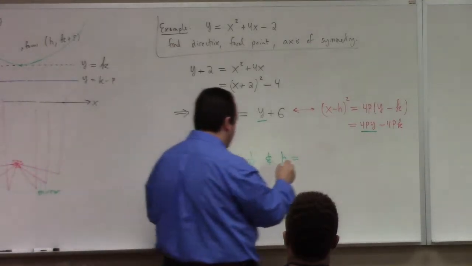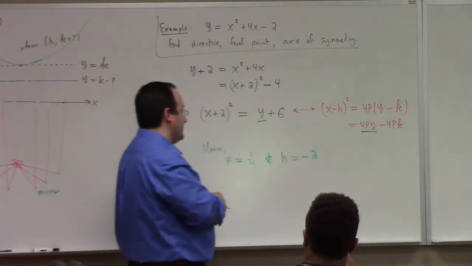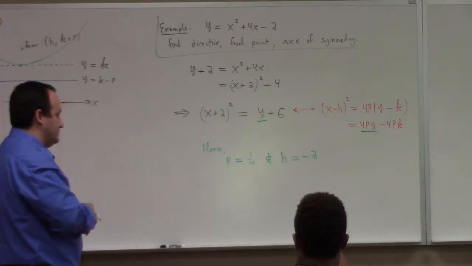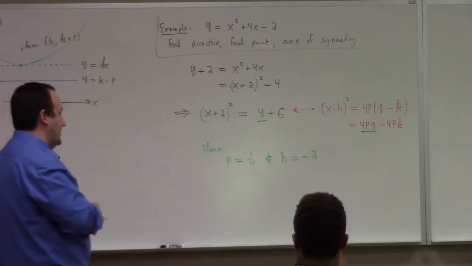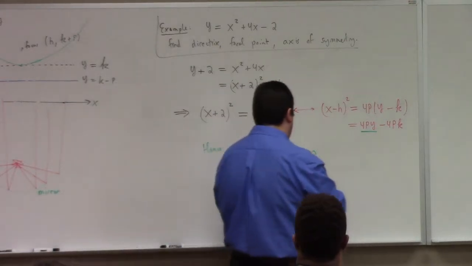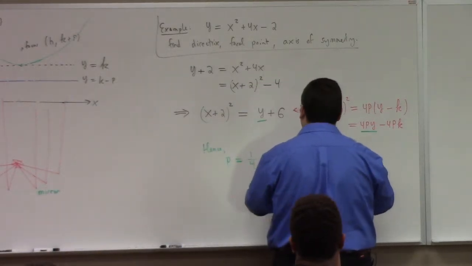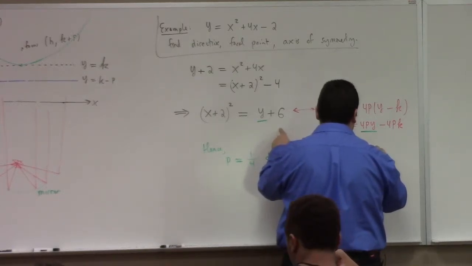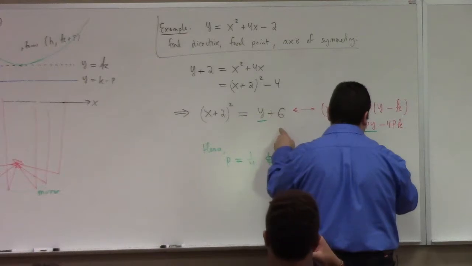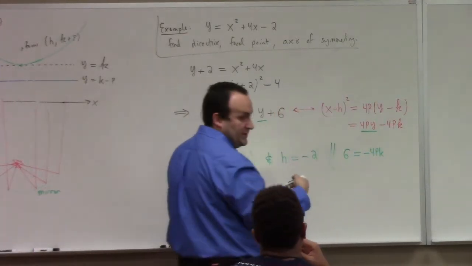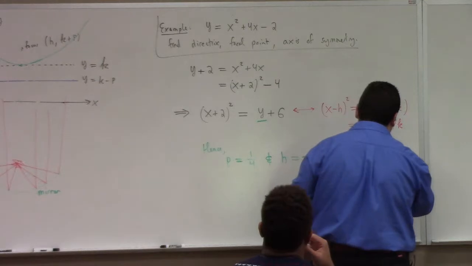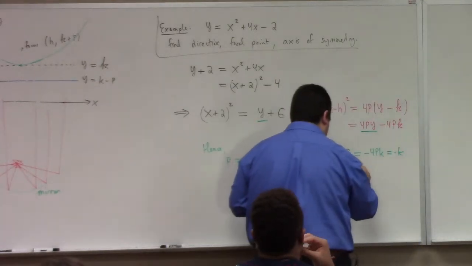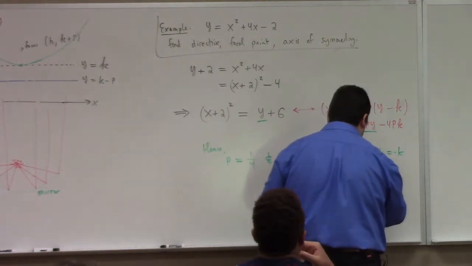Negative 2, right? And what else? K is negative 6. I'm not saying you're wrong. I need to work it out. So we've got 6 is minus 4pk, right? But we already know that 4p is 1. So that's equal to minus k. So I think what you said is right. You said k was minus 6? Is that right? K is minus 6. I'll bite.